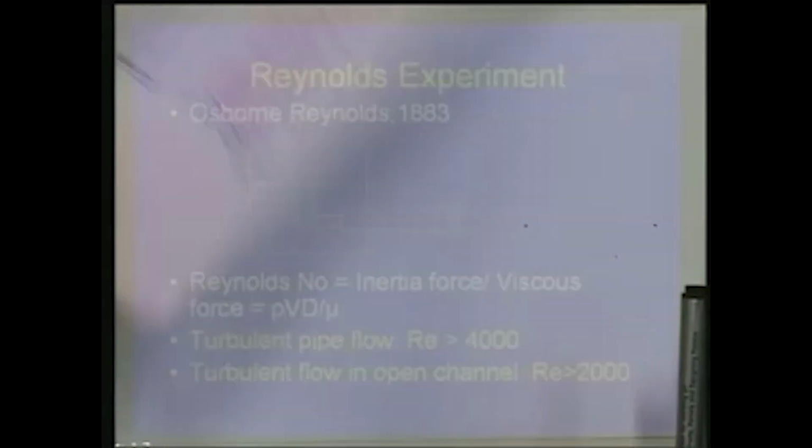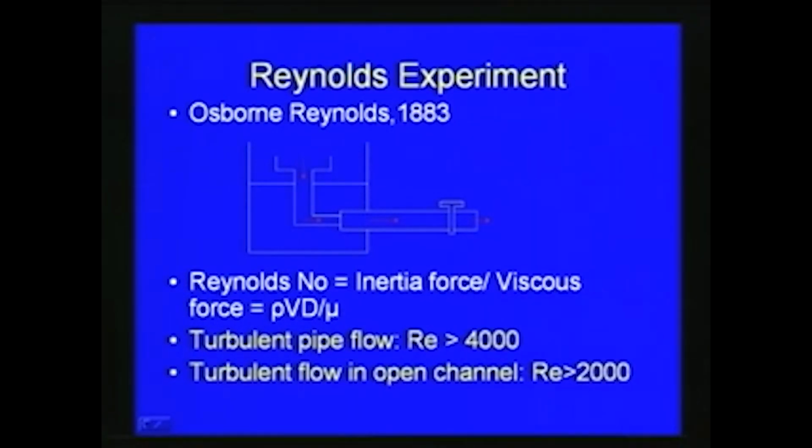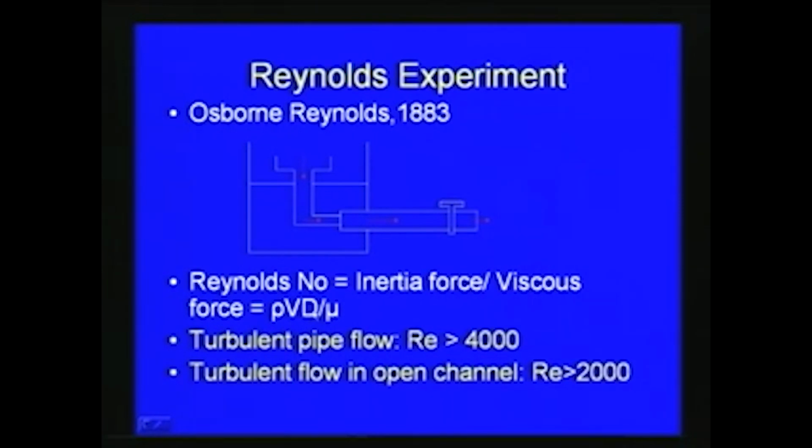Osborne Reynolds is the first person who studied how flow can be classified as laminar, transitional or turbulent, and he put forward the Reynolds number. As we have discussed, the Reynolds number is the ratio of inertia force to viscous force, generally defined as rho v d by mu, where mu is the coefficient of dynamic viscosity, d is the diameter of the pipe, v is the velocity, and rho is the mass density.